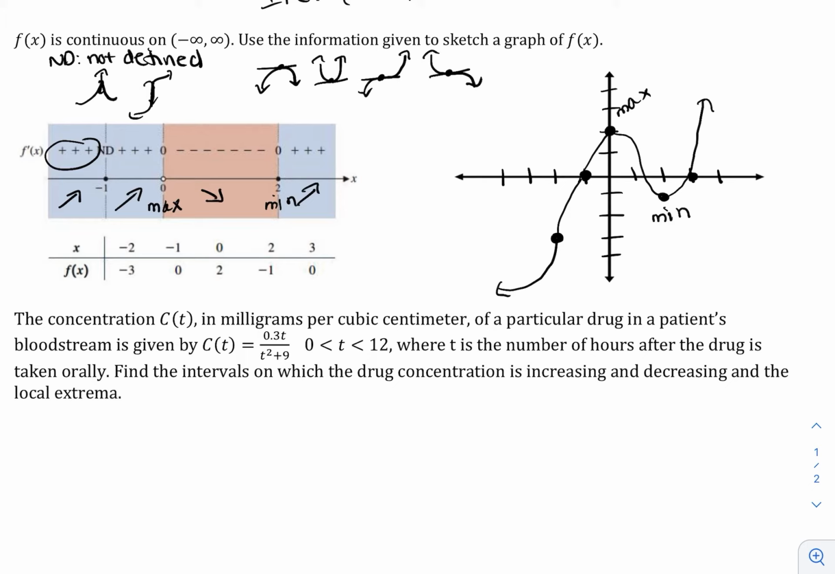And again, just to reiterate what happens with the not defined, you need to create a vertical tangent line. So here's a vertical tangent line, and at 0 and at 2, I have a horizontal tangent line. So when the derivative is 0, you have a horizontal tangent line. When it's not defined, you have a vertical tangent line. All right, let's do one more.